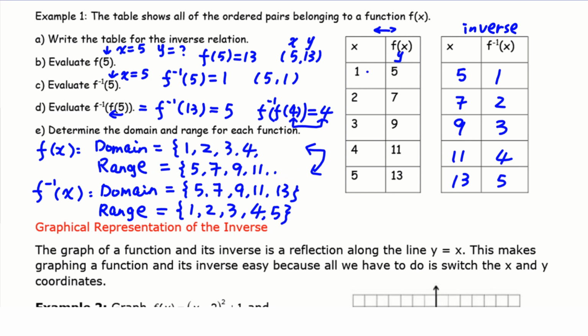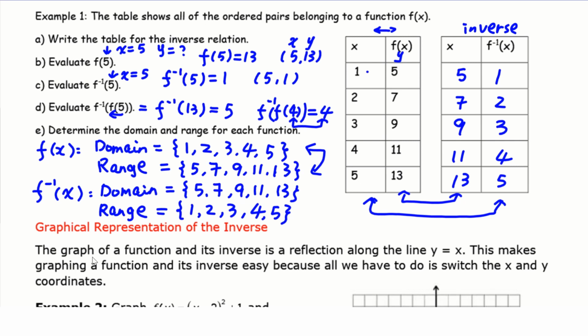So just rewrite it, use a curved bracket. Okay, so this is for example 1. If the table values is given, we just switch x and y, then you will have the inverse. And the domain of the f at x is the range for the inverse. So input becomes output, and output becomes input for the inverse of the function.